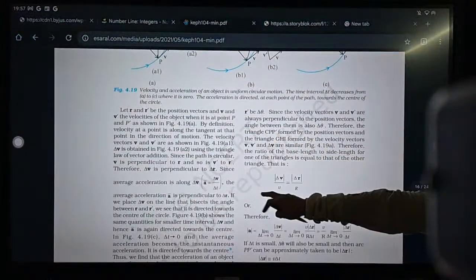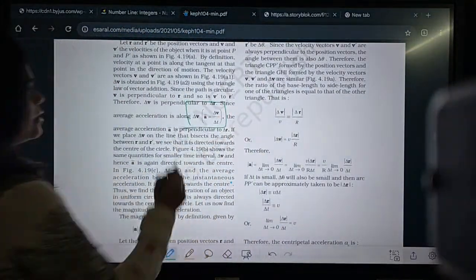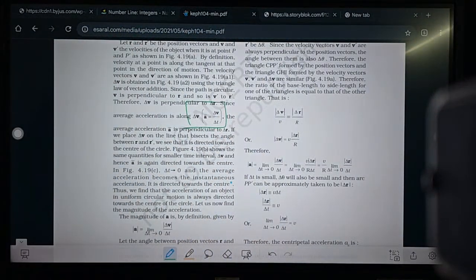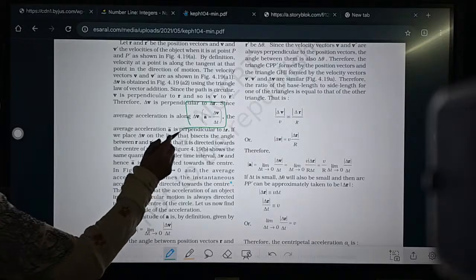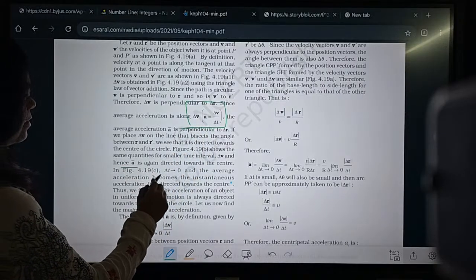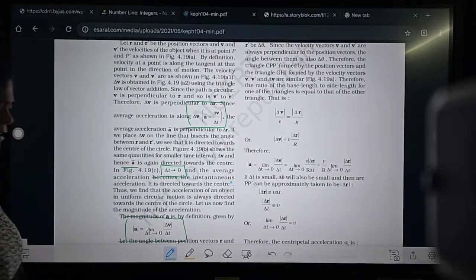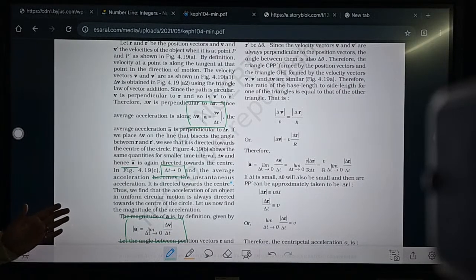So here, what we have discussed is given here. And then what is acceleration? Acceleration is delta V by delta T, the rate of change of velocity. That is acceleration, right? You know what an instantaneous acceleration is? If delta T tends to 0, that is the instantaneous acceleration. I've explained all of this already, right?